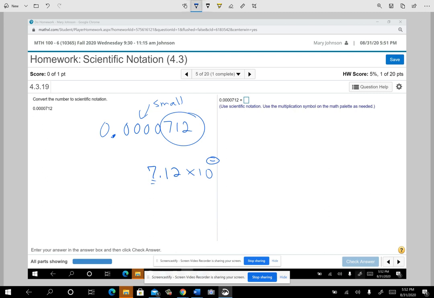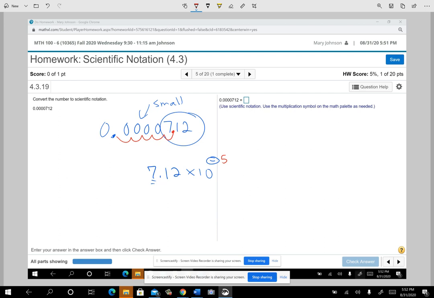And then let me change color so I can show you. This is where the decimal started. Here's where I want it to be. So that's 1, 2, 3, 4, 5 places. So it's going to be 7.12 times 10 to the negative 5 power.